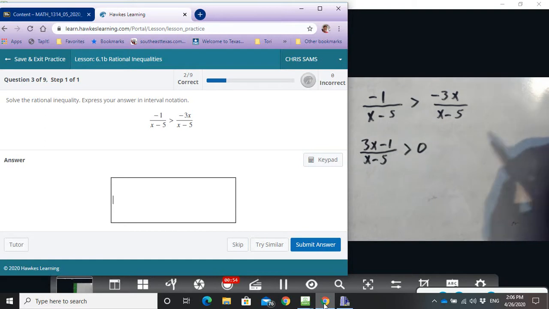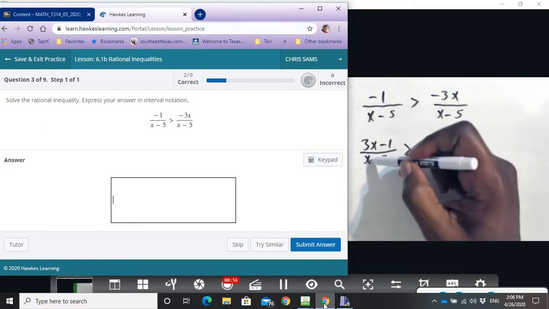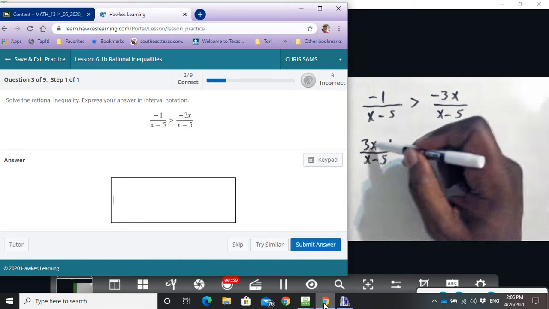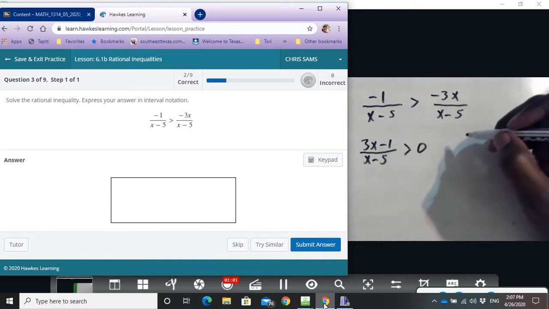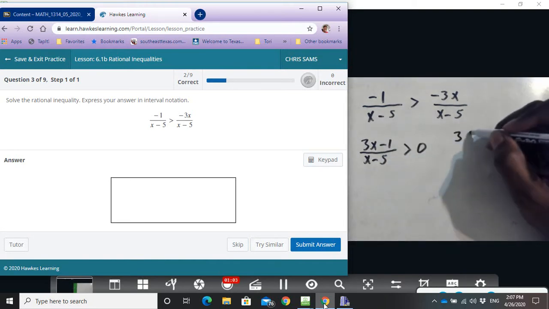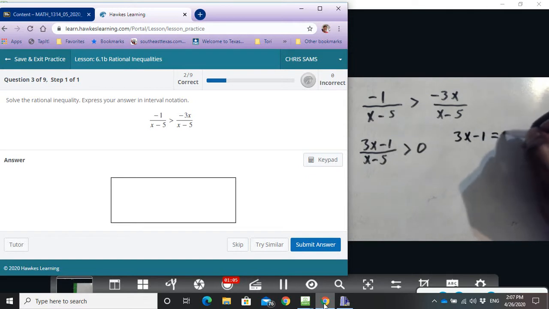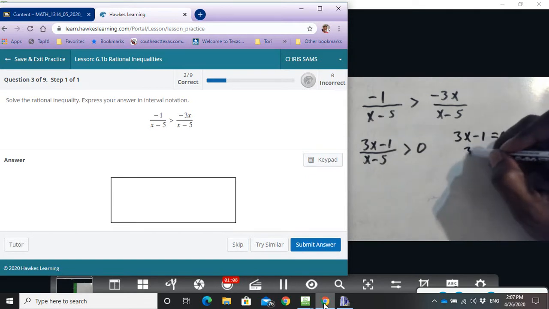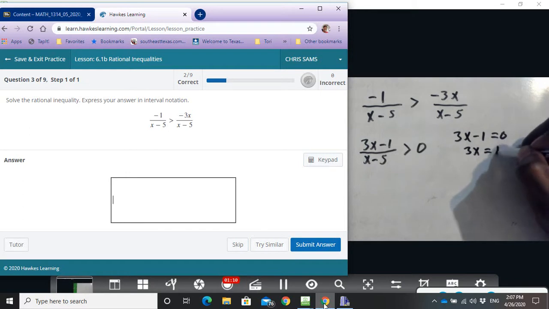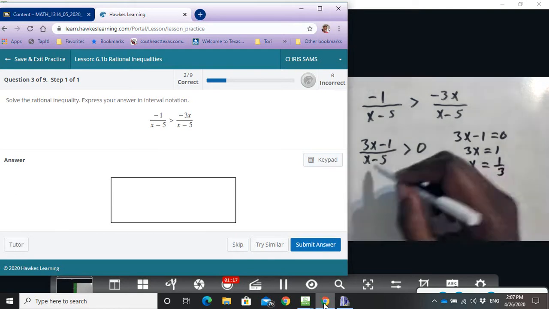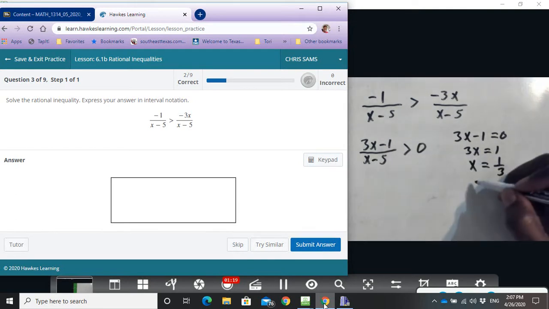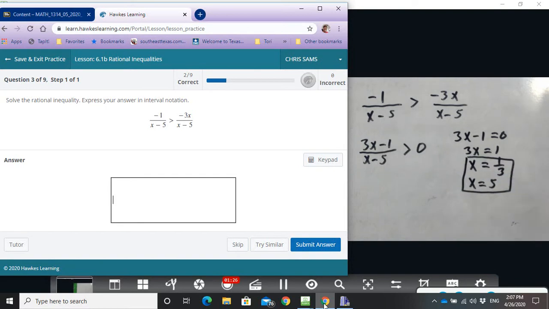Okay, to find our critical values, we just set the denominator to 0 and the numerator to 0 and find out what we get. So if I take 3x - 1 and set it equal to 0, we add 1 and we get 3x = 1, and divide by 3. We get x = 1/3. And then taking x - 5 equal to 0, we just add 5 and we get x = 5. So here are our two critical values.